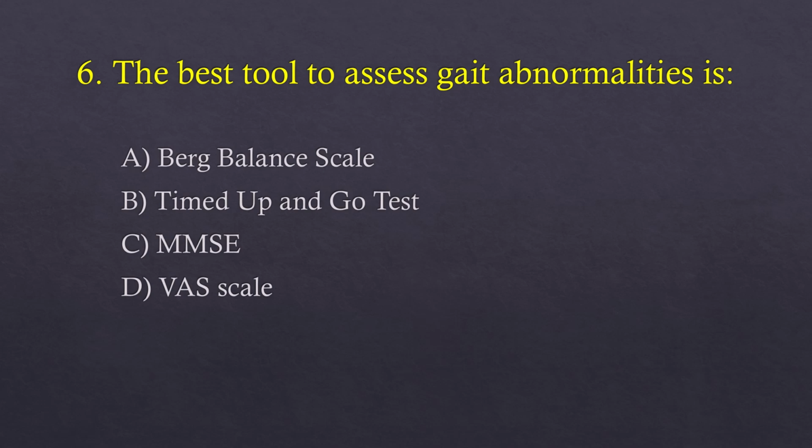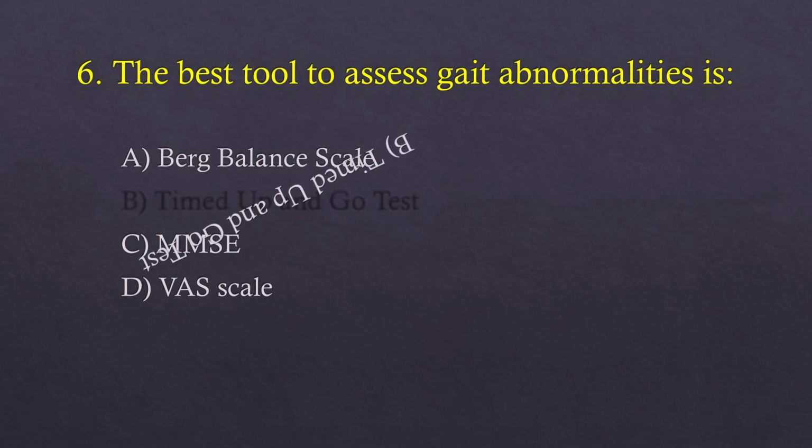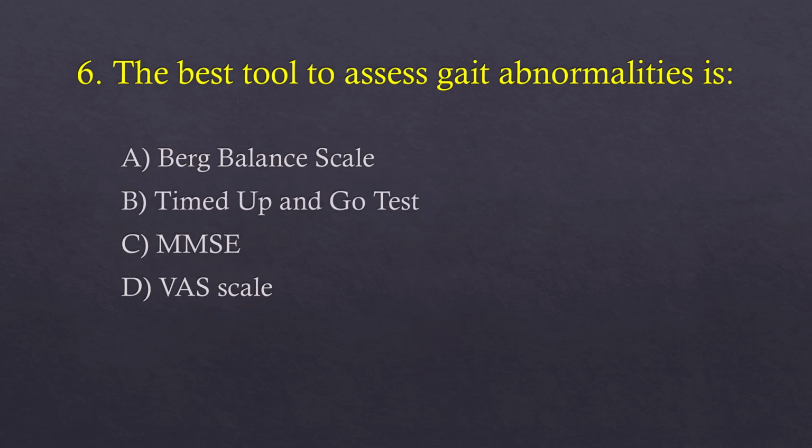Number 6. The best tool to assess gait abnormalities is A. Berg balance scale, B. Timed up and go test, C. MMSE, D. Visual analog scale. So the answer is B. Timed up and go test.